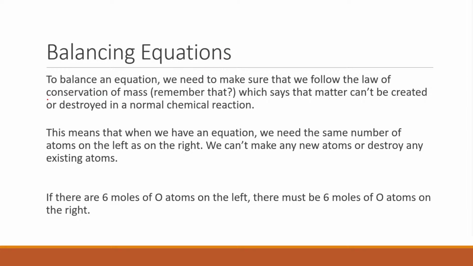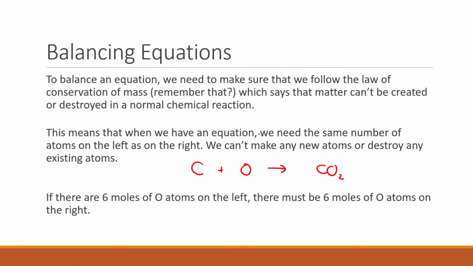Conservation of mass, if you don't remember, says that mass cannot be created or destroyed. It can only change forms. And so that means when we have an equation like this for example, we can't make new atoms, we can't destroy atoms. We need to have the exact same number of atoms of each type on the left side of the arrow and on the right side of the arrow.